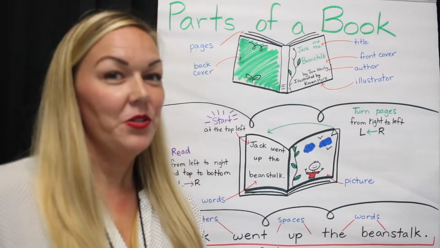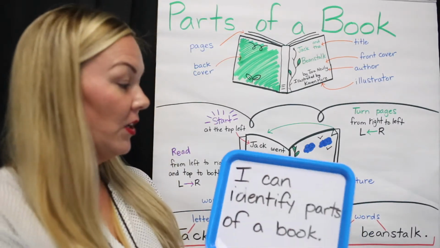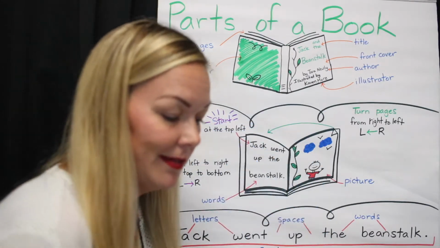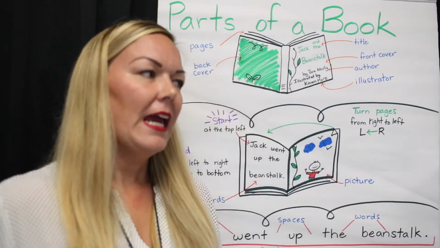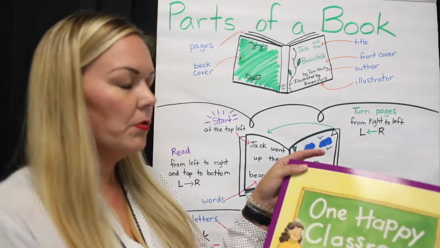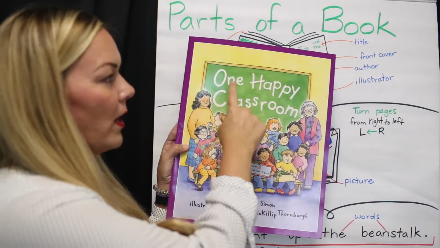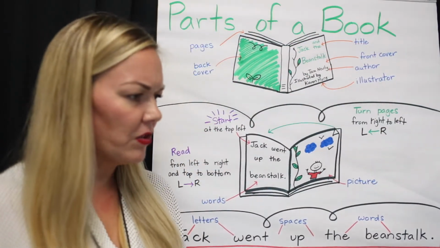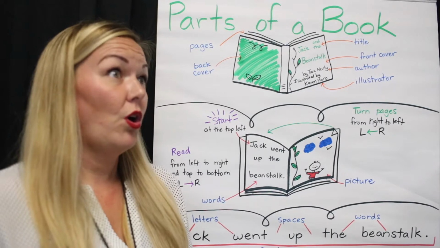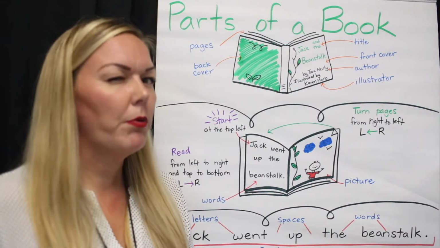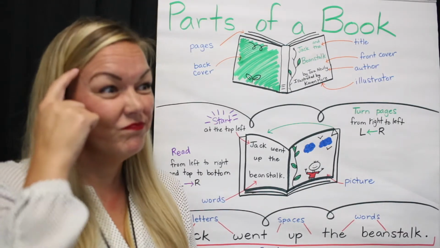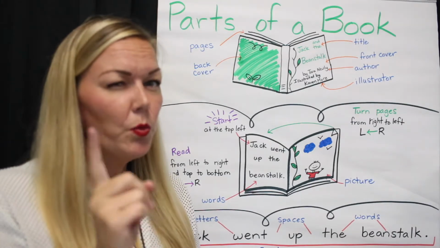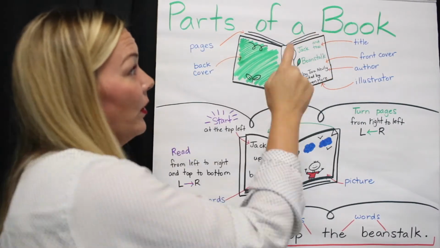Today I'm going to talk to you about the parts of a book. Our job today is I can identify parts of a book. I was in a classroom and the teacher was reading a story. It was the best story, One Happy Classroom. And she started talking about things that I started wondering about and used all kinds of words that seemed really important. And I thought, maybe I'm not the only one that doesn't know all of these words. So we're going to talk about the parts of a book.